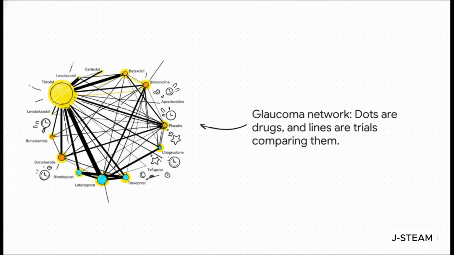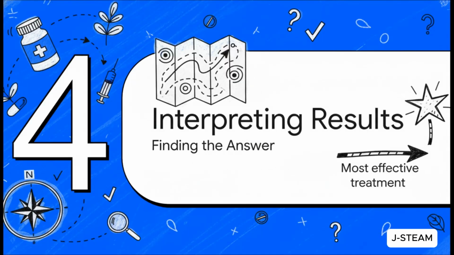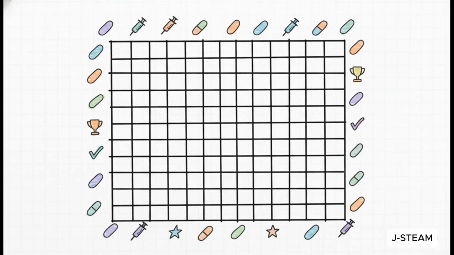It's the central hub of this whole evidence network. All right, so we've got our map. Now, how do we use it to actually find our destination? The most effective treatment. So with 15 different treatments, that means there are 105 possible one-on-one comparisons you could make. 105! How on earth do you show all that information without it being a total mess?